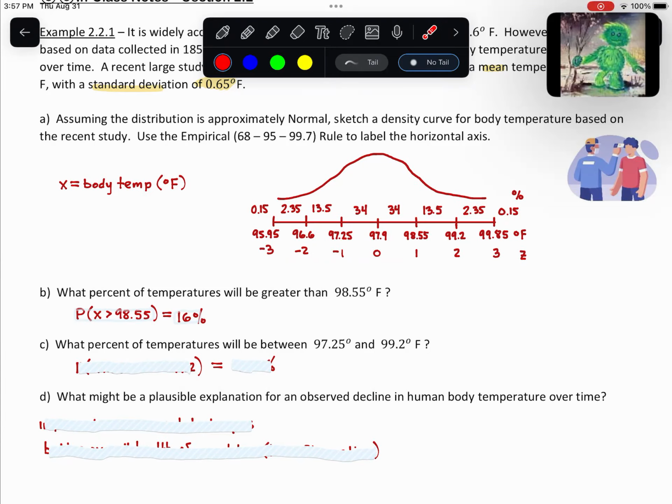Eventually, I might ask you to write a sentence conclusion in context, but we're going to wait until maybe the next lesson to introduce that part of it. So for now, this is what an answer is going to look like.